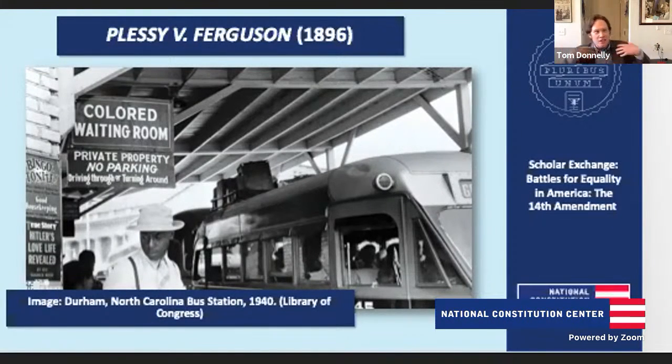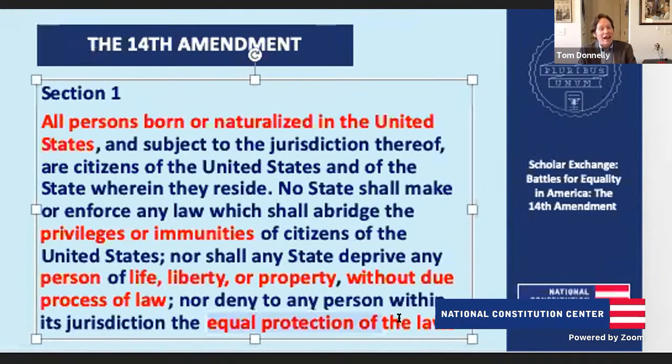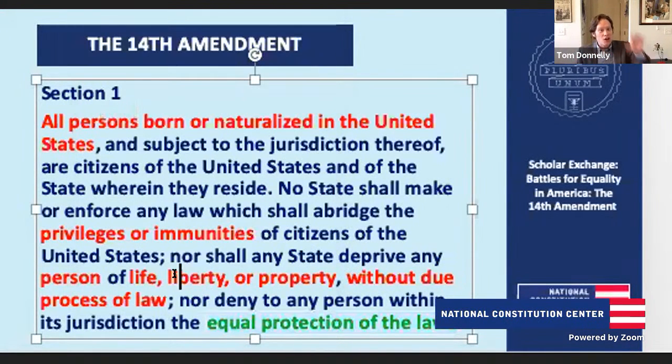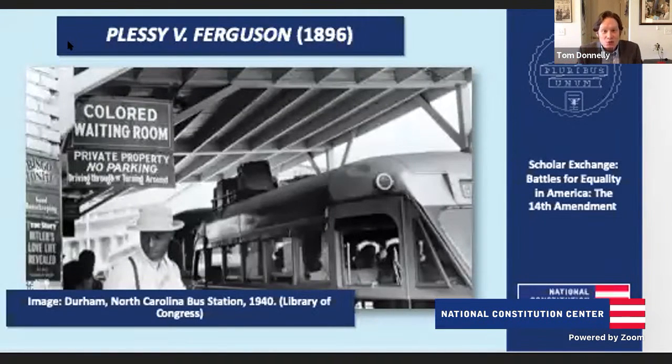Now, as we get to Plessy, let's remember, what is the key text? Let's rewind and say, what's the key text from the 14th Amendment with Plessy? It's that no state shall deny to any person within its jurisdiction the equal protection of the laws. And so in Plessy, we have a law that's passed in 1890 by Louisiana. It's a law that says on rail cars in Louisiana, you're going to create separate cars for white passengers and African-American passengers.